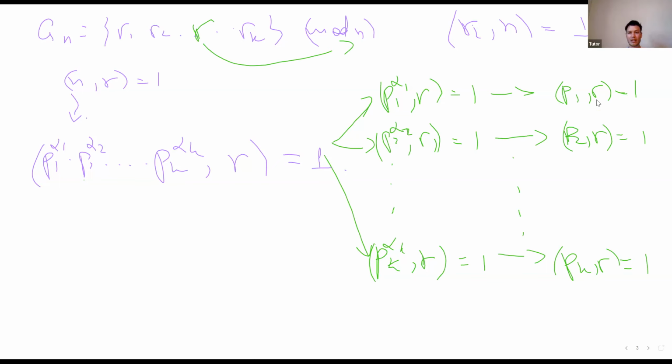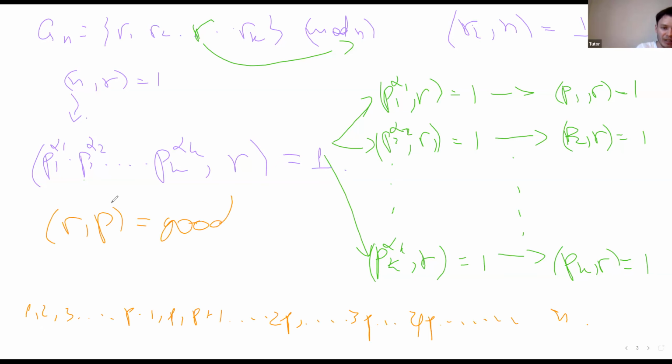Well, and now what is the probability that r is good to p1? If you think about all the numbers that go from 1 to n, let's write them down like this. I have the numbers 1, 2, 3, all the way until p minus 1, and then p, and then p plus 1, and then 2p, and then 3p, and then 4p, all the way until n. Then what do you see? Actually, what's the probability that r is good to some prime number? So what's the probability that r and p are good, if I pick a number at random between 1 and n?